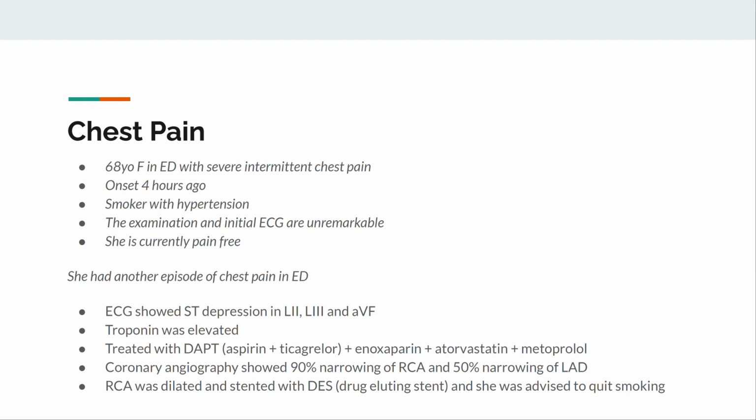but they went for coronary angiography, which showed that the RCA was 90% narrowed with 50% narrowing of the LAD. And so then later they did a dilation with stenting of the RCA with a drug-eluting stent, and they got her to quit smoking. And this effectively resolved her chest pain, which, she basically had an NSTEMI in this case. Her initial presentation would have been consistent with unstable angina, but the findings of ECG changes suggest that this is an NSTEMI.